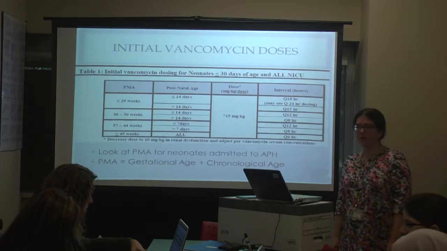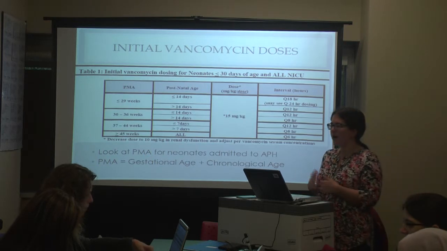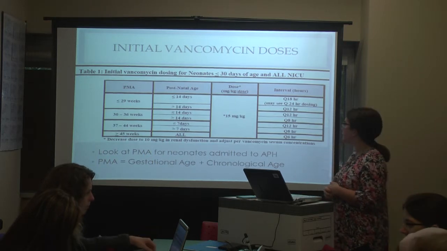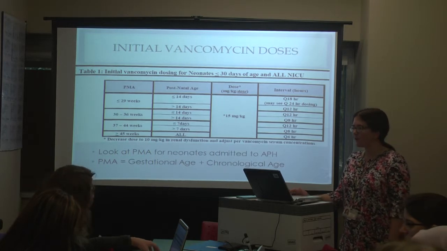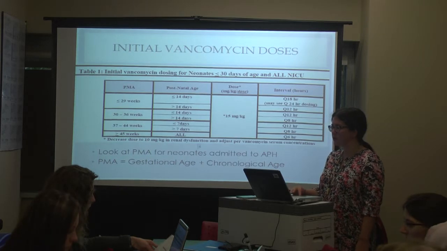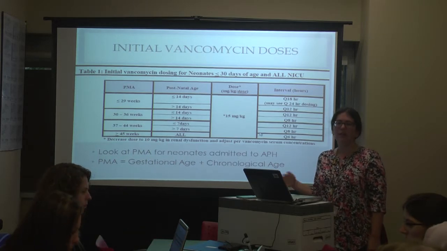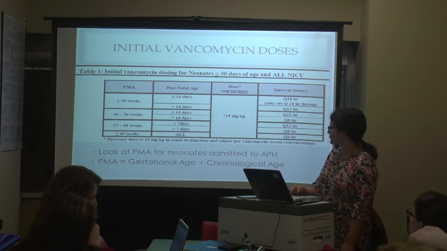So how do we start our vancomycin, now that we've assessed their renal function and we're ready to start dosing? Well, we do have a few different tables for our patients. And the first is for our initial vancomycin doses for neonates less than or equal to 30 days and all NICU patients. So if the NICU patient is 45 days, we still use this table.